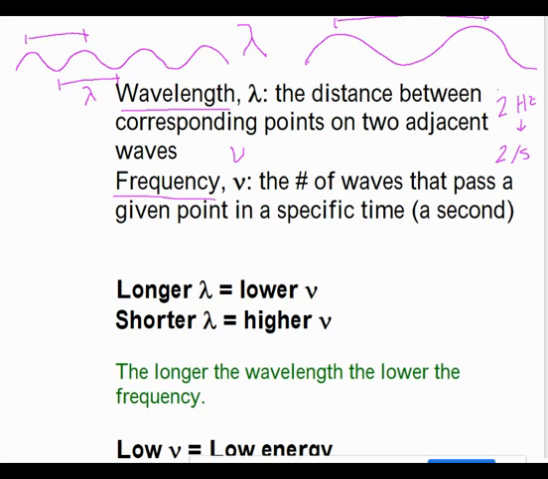If this is traveling at the exact same speed, which they are all traveling at the speed of light, which is the same, then we might have 4 of these pass by per second. So the frequency of this shorter wavelength might be 4 cycles or waves per second, which we can write as 4 hertz. Okay, so that's wavelength and frequency. What I want you guys to know is that the longer the wavelength, the lower the frequency, and vice versa. The shorter the wavelength, the higher the frequency.